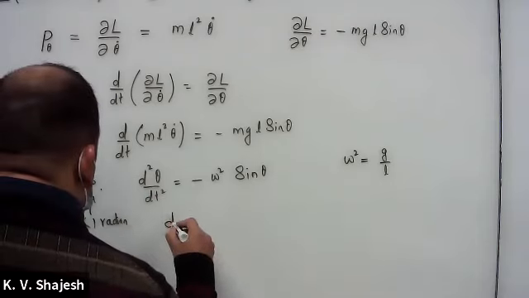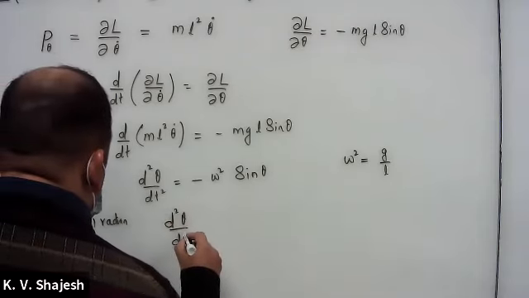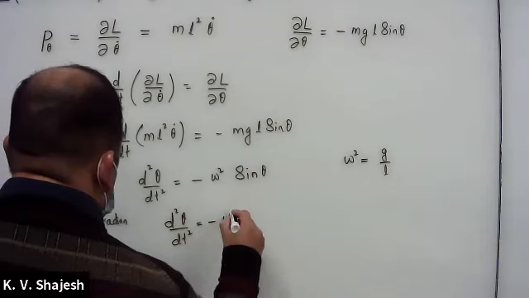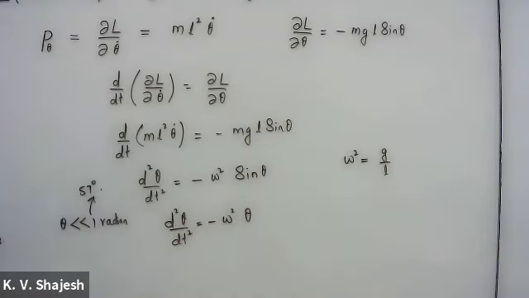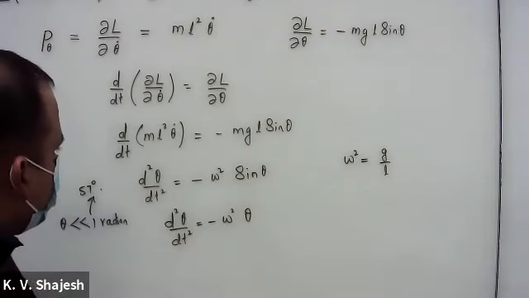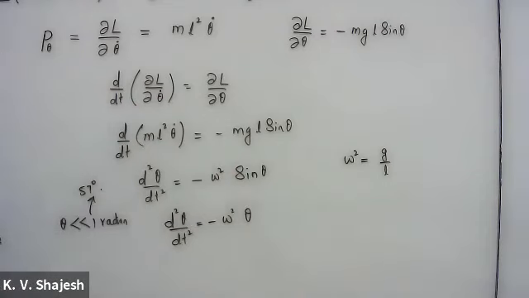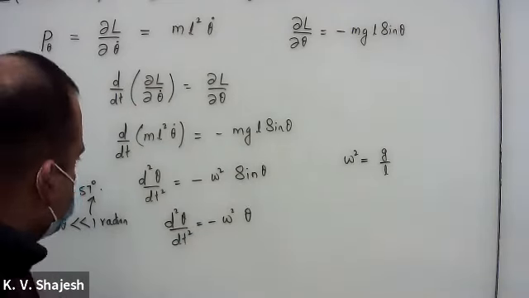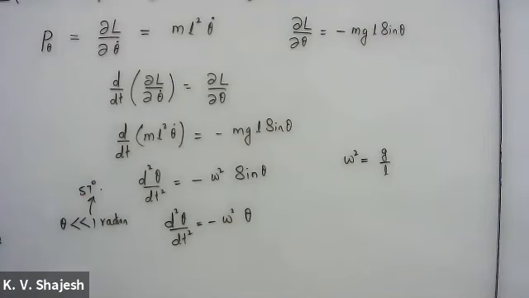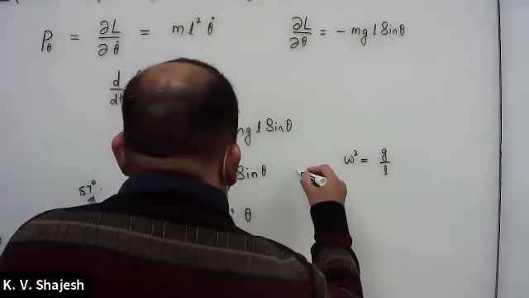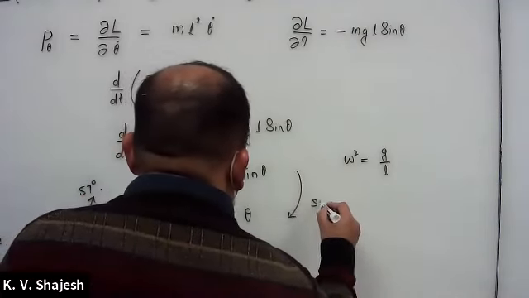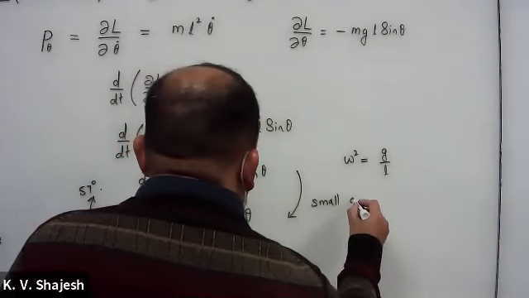But that leads to a simple equation then, minus omega squared theta. Notice that this is not an easy equation to solve, but one can write the solution in terms of elliptic integrals, but this is simple sine and cosine functions. Notice that going from this step to this step, this is called a small angle approximation.